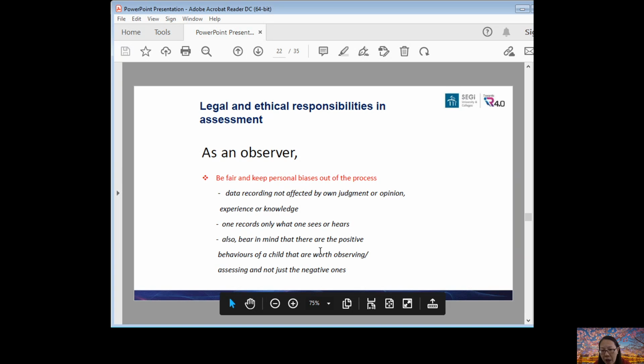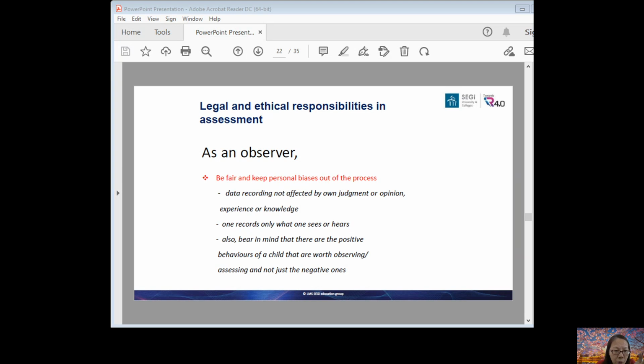Also bear in mind there are the positive behaviors of a child. They are worth observing and assessing, not only the negative ones. You observe according to your intention from the beginning, why you chose this child to observe. So you observe that. You don't only observe the bad behaviors. You don't change your rationale when you're observing. Observe only what is intended.